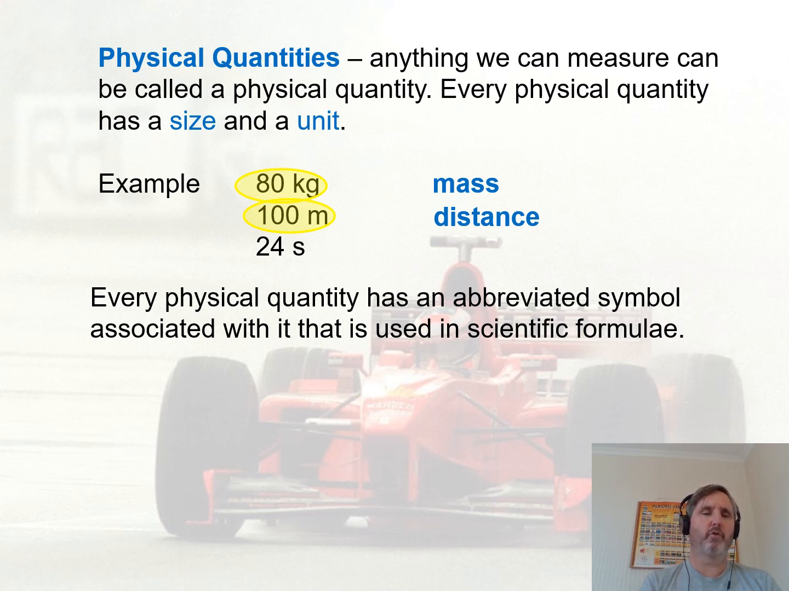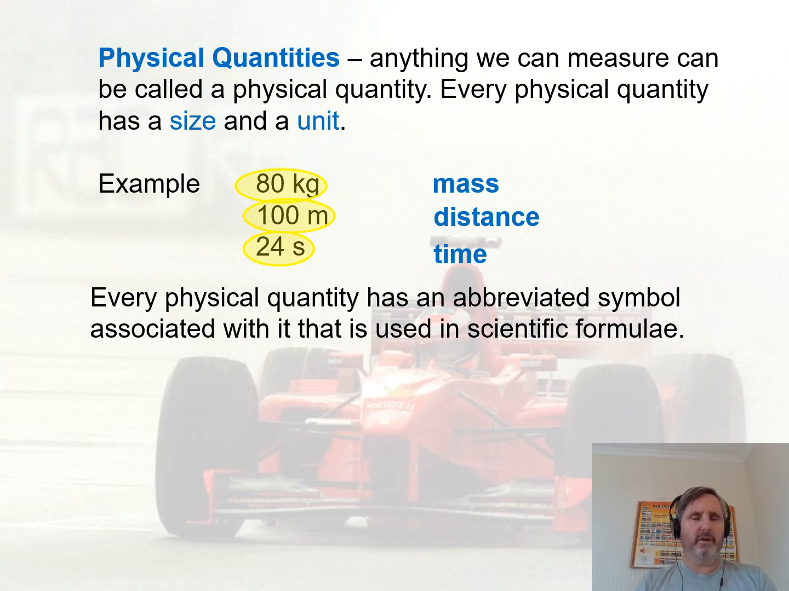I know it's a physical quantity because I have a number that I've measured and a unit at the side of it. The next number that I have is also a physical quantity. It could be the time it takes me to walk that 100 meters, and that is 24 seconds. It has a size, a number that denotes the measurement, and a unit. And this is the quantity of time. So now we've introduced three different physical quantities: mass, distance, time.